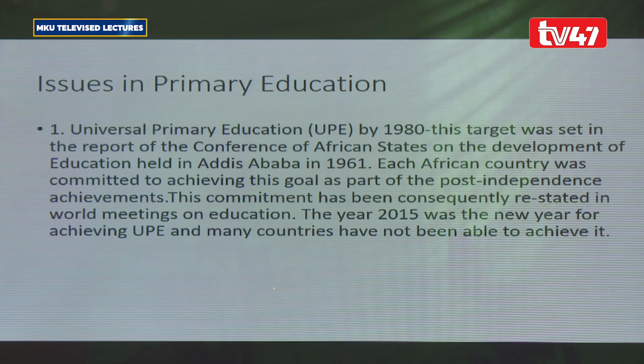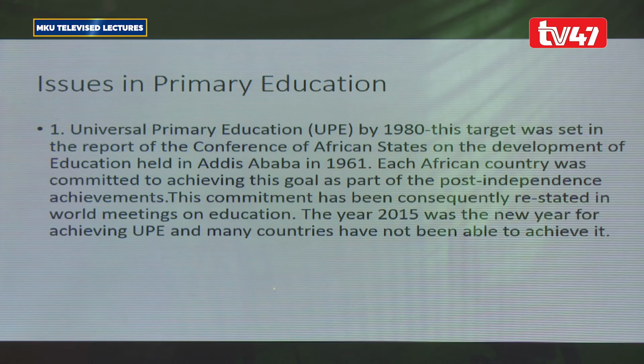The universal agreement was that by 1980, we shall have given all our people basic education, that is primary education. This target was set by the Conference of African States on the Development of Education that was held in Addis Ababa in 1961. Each East African country agreed to set their own target for their country.